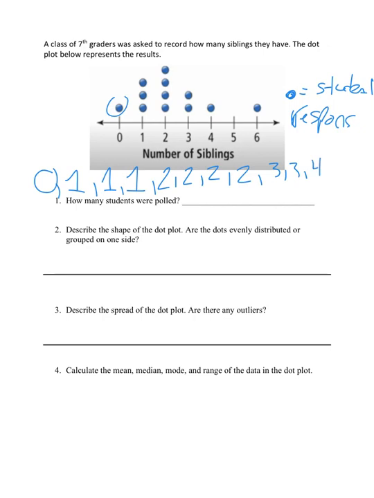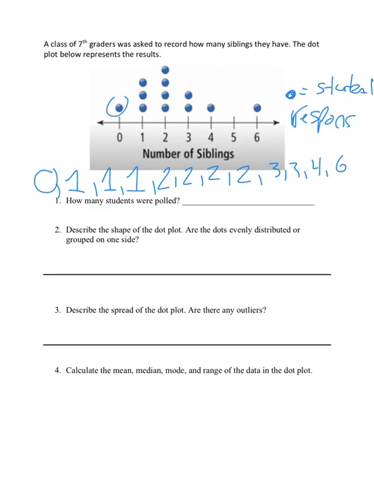No dot above 5, it's important to include 5 because we're on that number line, so we want to make those even jumps. That tells us, well, no student had 5 siblings. And then 1 dot above 6, that tells us 1 student has 6 siblings. So that's what the data set looks like, and the visual representation is on that dot plot. So let's get into that first question.